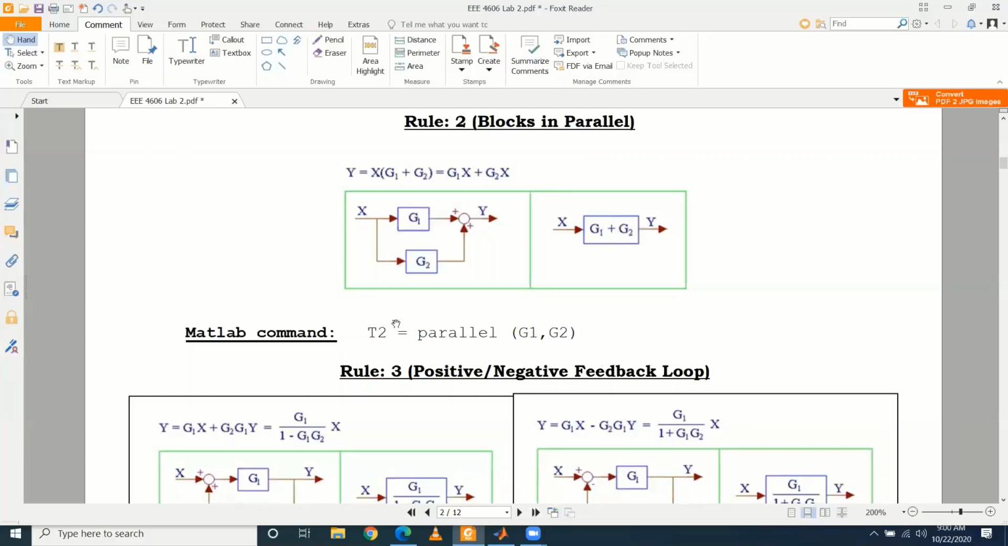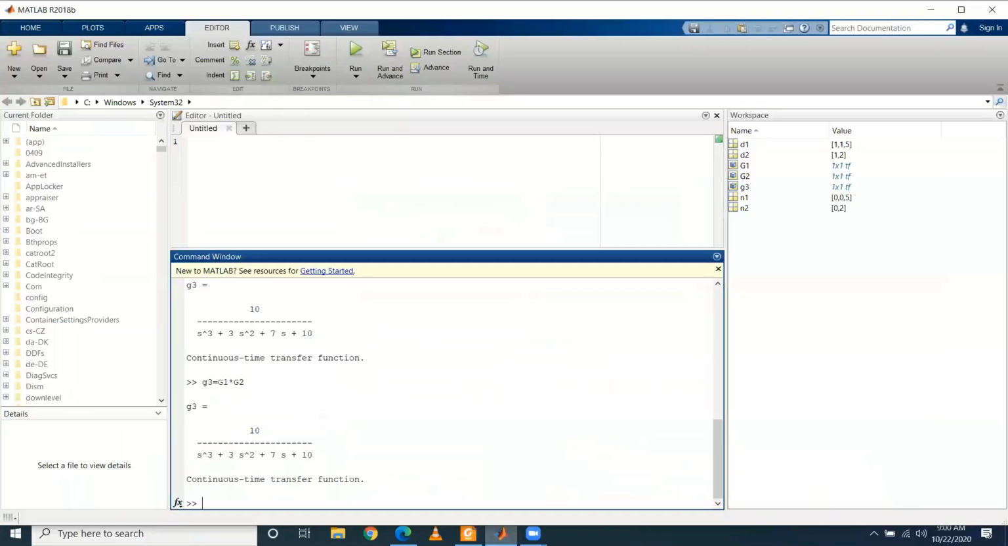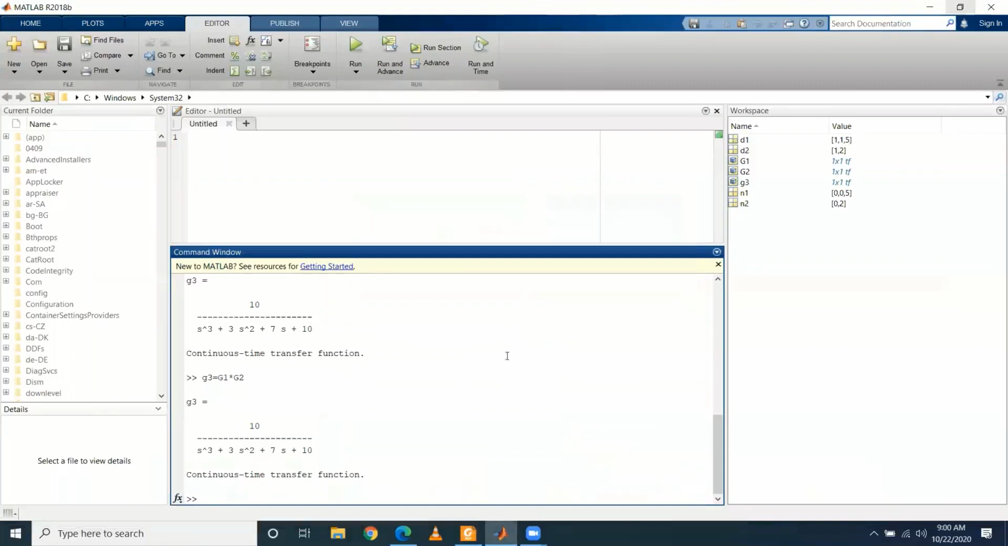For this one, very easy. Use this command, parallel, directly. Also, we can do the same thing if we just add them, G1 plus G2. Same result, right? Addition and using the parallel command are the same thing in this case.